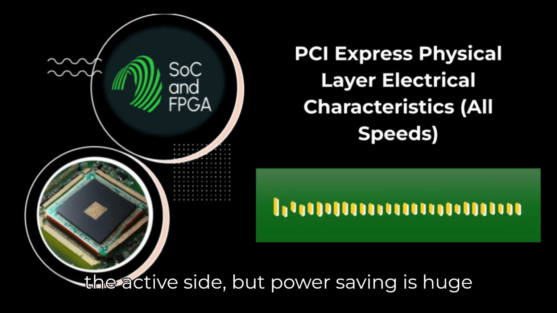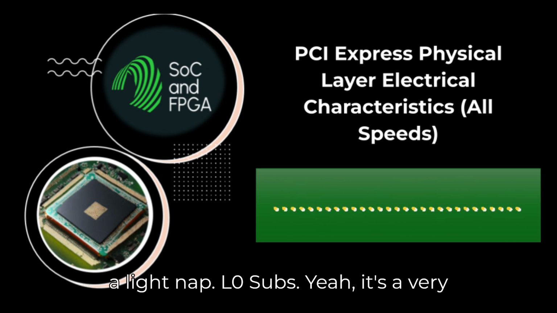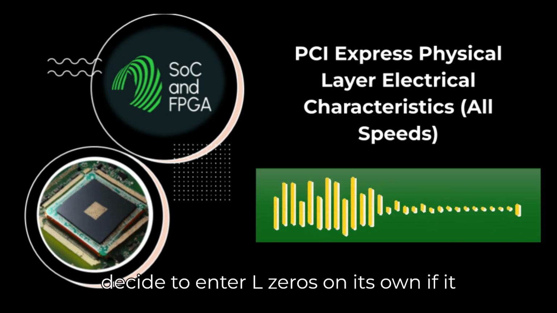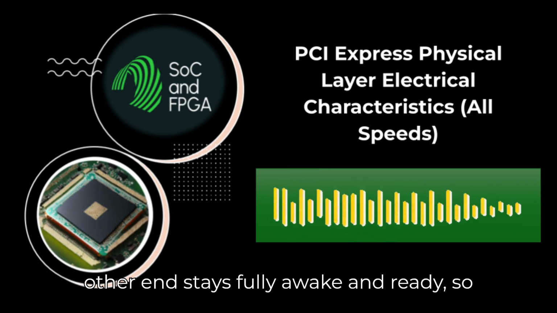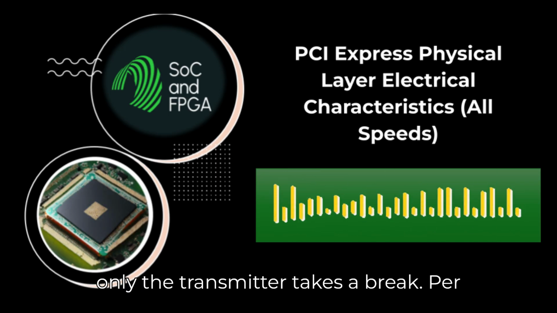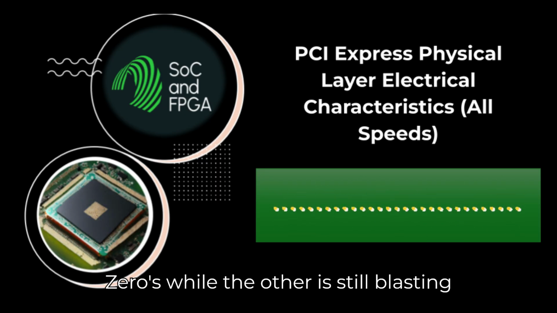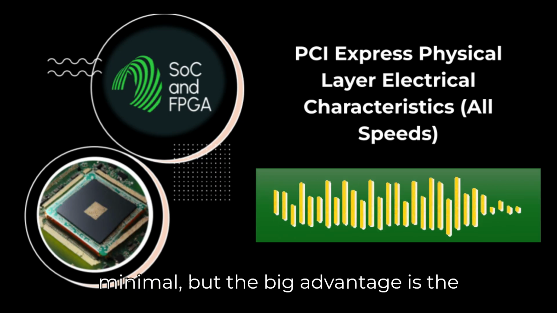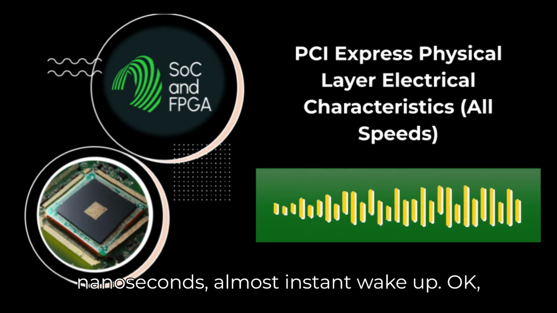Okay, those cover the active side. But power saving is huge these days. Let's talk about the low power L states. What's L0s? Sounds like a light nap. L0s, yeah, it's a very light standby. A transmitter can just decide to enter L0s on its own if it hasn't got any data to send for a moment. Critically, the receiver on the other end stays fully awake and ready. So only the transmitter takes a break. Per direction, yes. One direction can be in L0s while the other is still blasting data in L0. The power saving is minimal, but the big advantage is the exit latency is incredibly fast, nanoseconds, almost instant wake up.